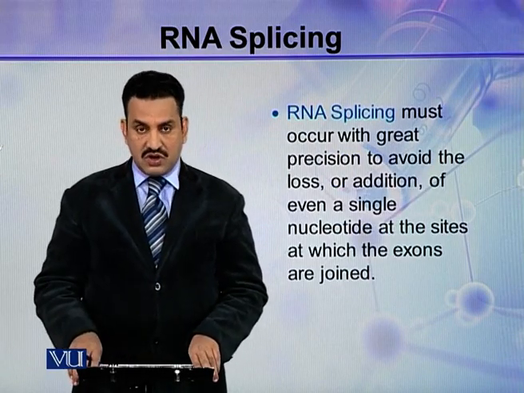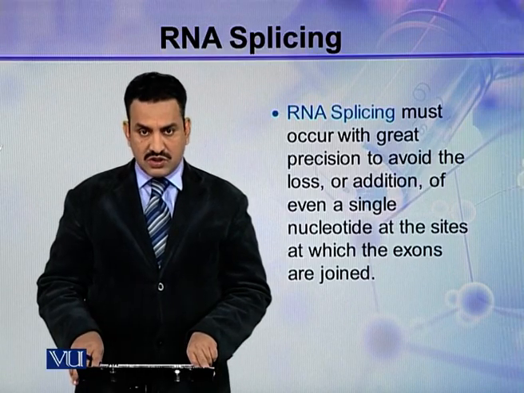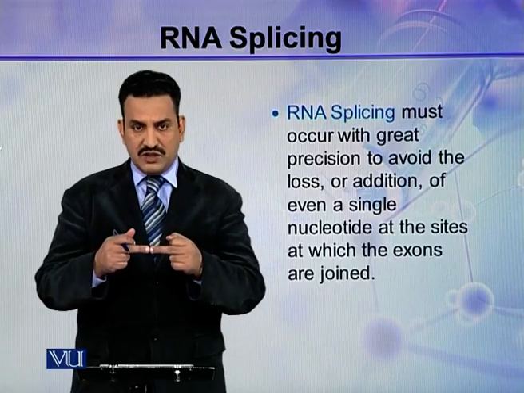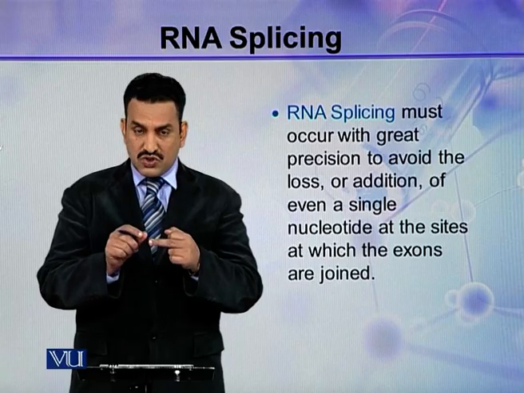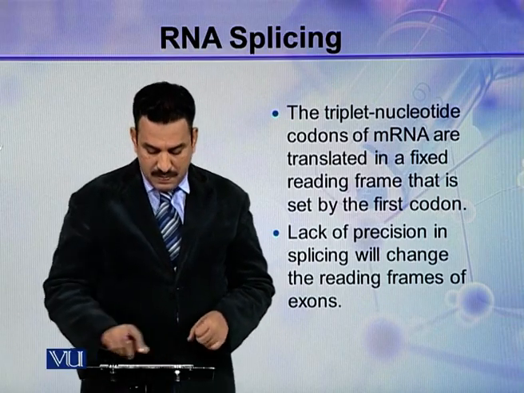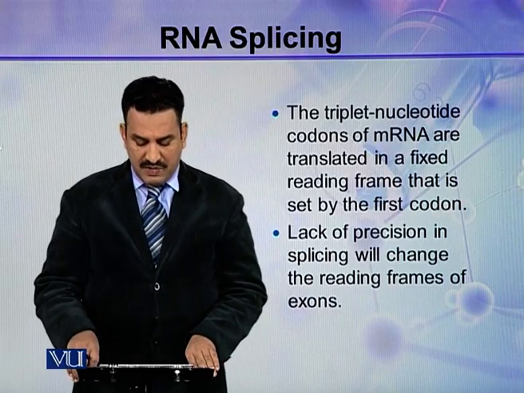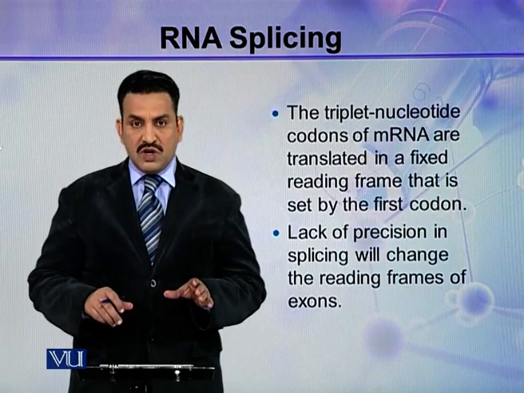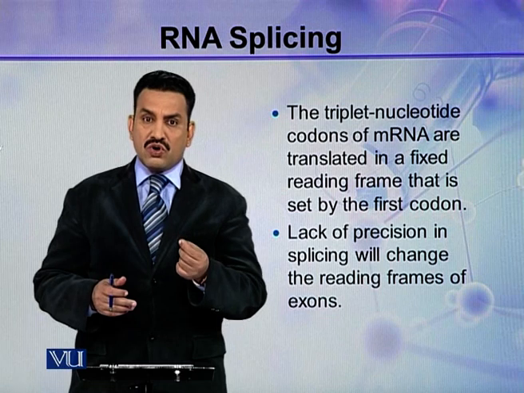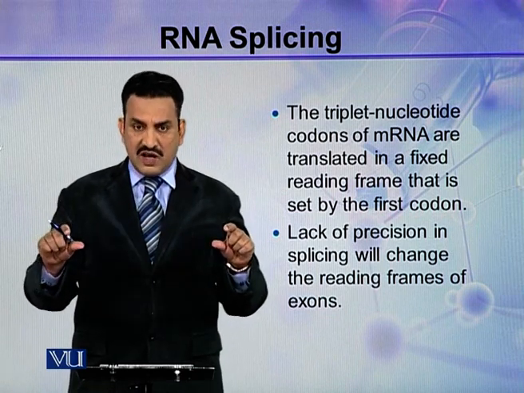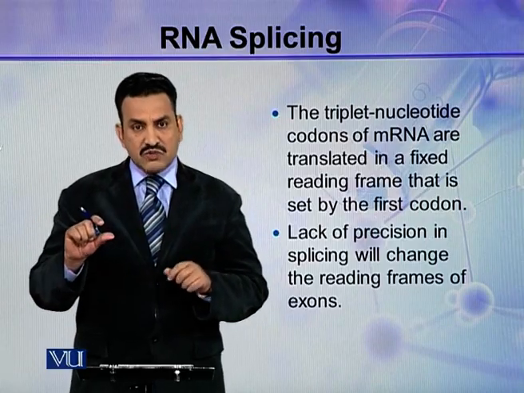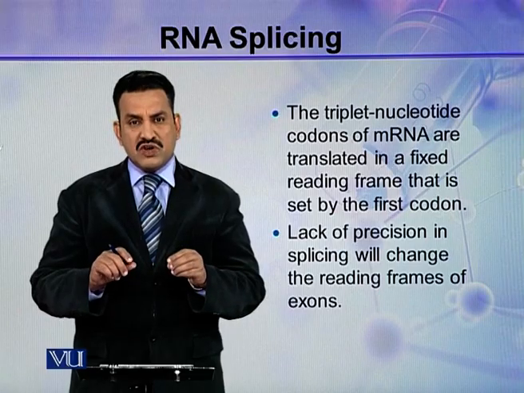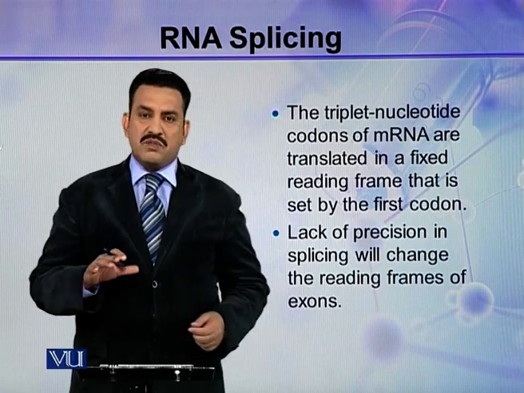RNA splicing must occur with great precision to avoid the loss or addition of even a single nucleotide at the sites at which two exons join. So at this joining point, there must not be even the loss of a single nucleotide. The triplet nucleotide codons of mRNA are translated in a fixed reading frame that is set by the first codon. Why is the removal of even a single nucleotide so important? Because all the codons are set in a reading frame, and that frame starts from the first codon. If one nucleotide is missed at any point, this will disturb the whole reading frame.